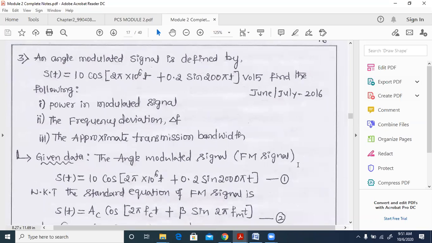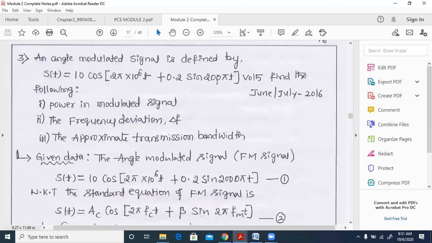Let us take the third one. An angle modulated signal is defined by the equation given there. Power in the modulated signal is what we need to find. The frequency deviation del F, the approximate transmission bandwidth. So again, we can write AC cos of 2 pi FCT plus beta sine of 2 pi FMT. Okay, that's what we have written here. So AC is 10, FC is 10 to the power of 6, beta is 0.2, and 2 pi FM is 2000 pi, and that will give us the value FM equal to 1000.